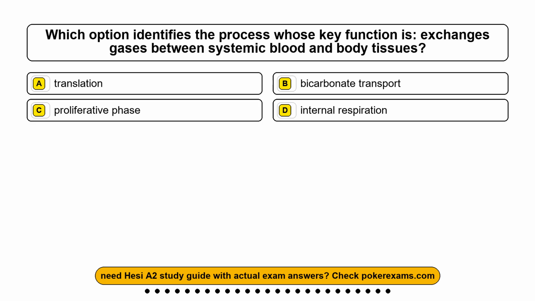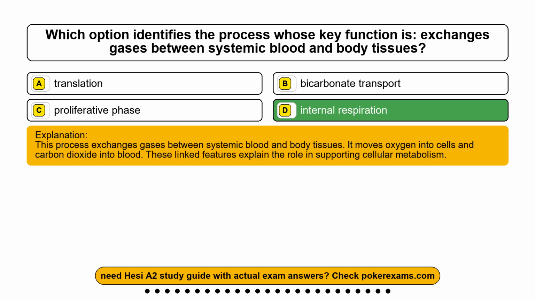Question 18. Which option identifies the process whose key function is, exchanges gases between systemic blood and body tissues? Option A, translation. Option B, bicarbonate transport. Option C, proliferative phase. Option D, internal respiration. The correct answer is option D, internal respiration.